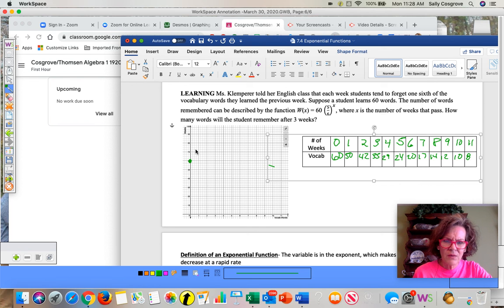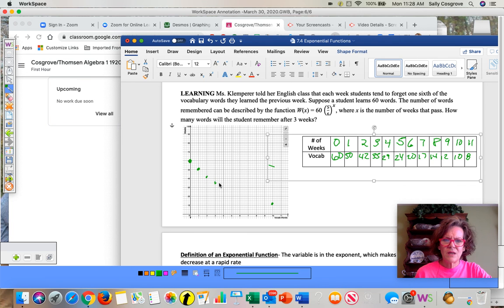And then after 1 week, we only know 50. And then we can put some more points in here. After 2 weeks, we know about 42, so up right there, just a smidge. At 3 weeks, we know about 35, right? So let's come on out here and jump. Let's see. After 10 weeks, we only know 10 words. That's pretty scary.